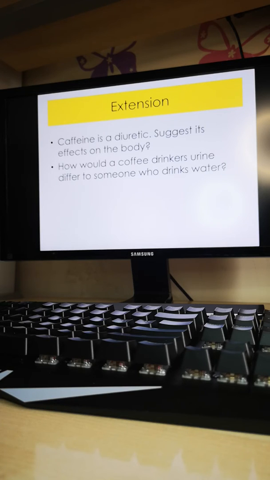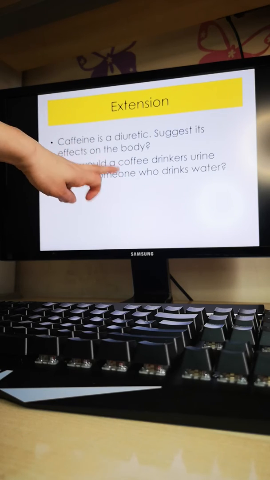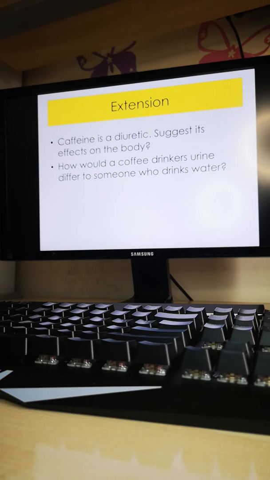Okay, with a little bit of thinking, I'm hoping you're pondering that it would have the opposite effect. So reduce the permeability of the collecting duct walls and the distal convoluted tubule walls. So that would be less water reabsorbed and more water lost in the urine. So how would a coffee drinker's urine differ to someone who drinks water? We'd expect, because they're consuming, I'm assuming the coffee is caffeine containing, they would be producing a more dilute urine in a larger quantity.